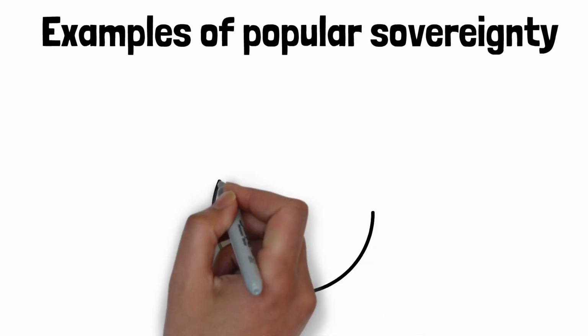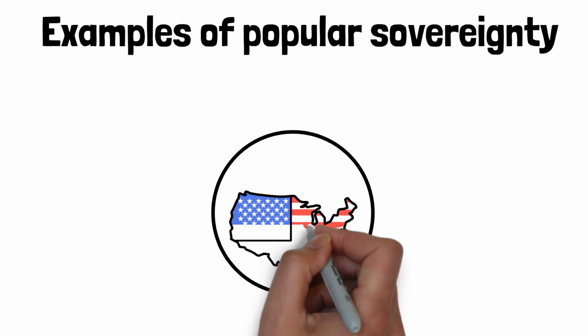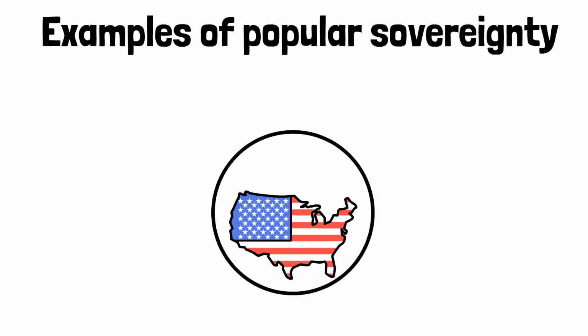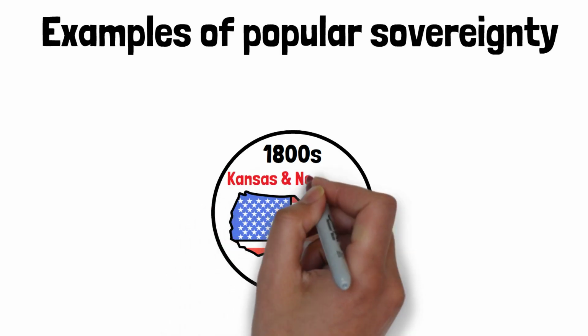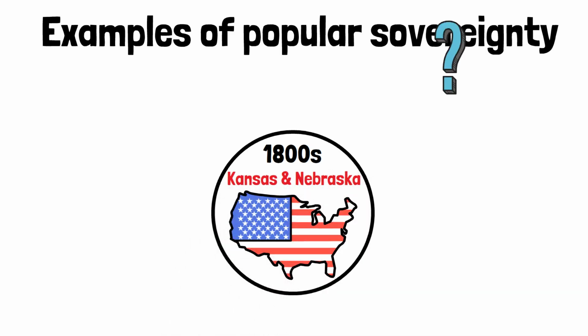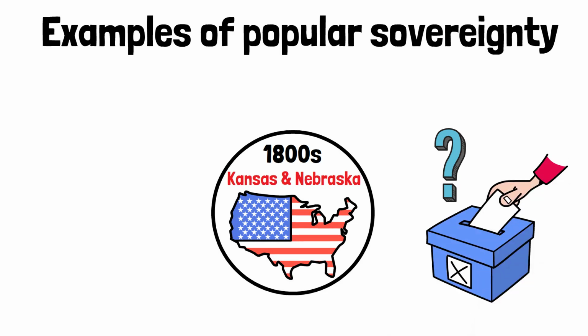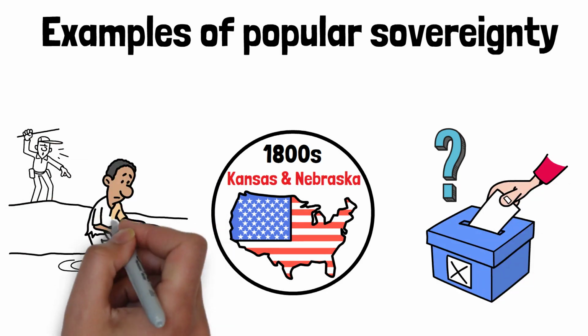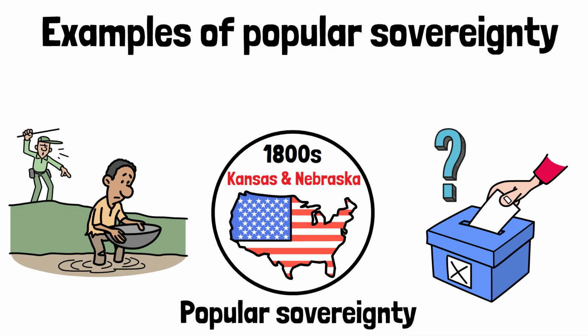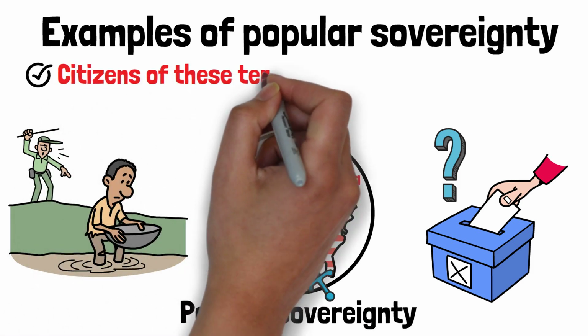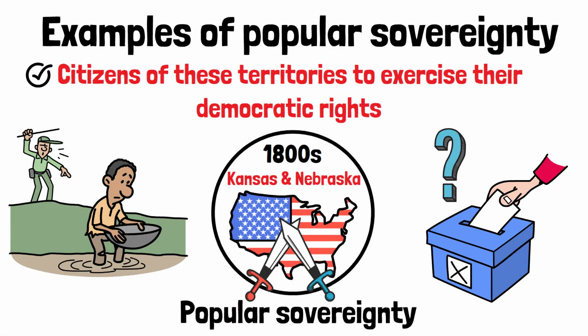The concept played a significant role in the history of the United States, particularly in the debate over slavery. In the mid-1800s, territories such as Kansas and Nebraska were given the choice to determine, through popular vote, whether they would permit slavery within their borders. This approach was known as popular sovereignty during the pre-Civil War era and was intended to allow citizens of these territories to exercise their democratic rights.